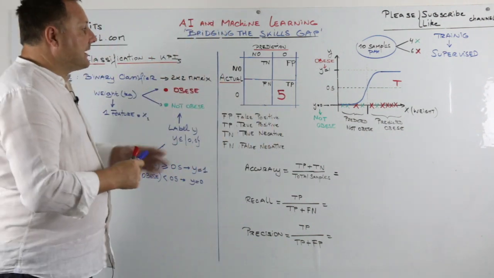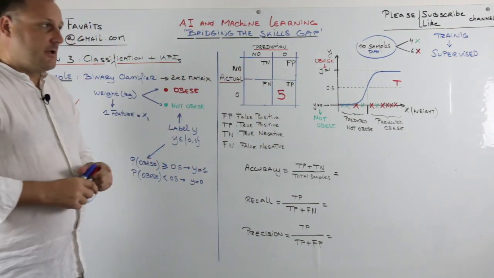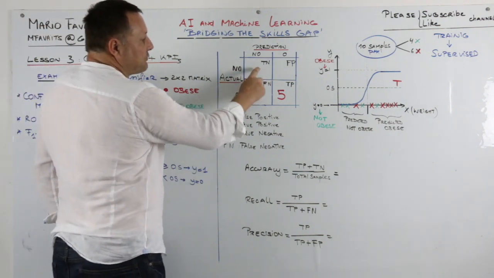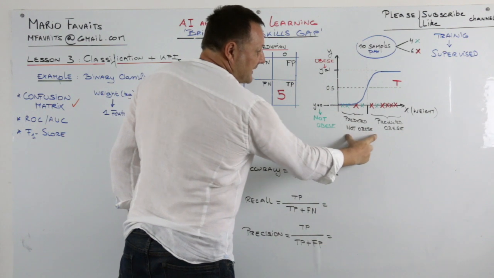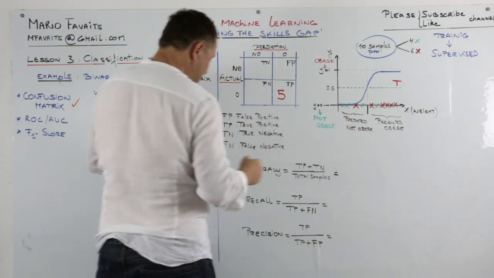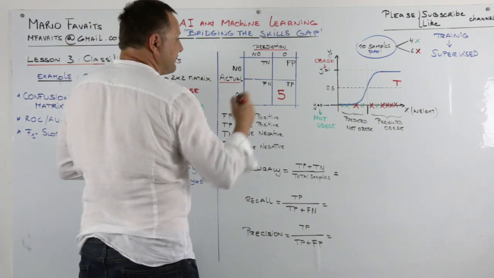Now let's take a look at the true negatives. A true negative means I predict not obese and the person is not obese. So here I predict not obese and the person is not obese. 1, 2, 3. The 3 green ones are true negatives.